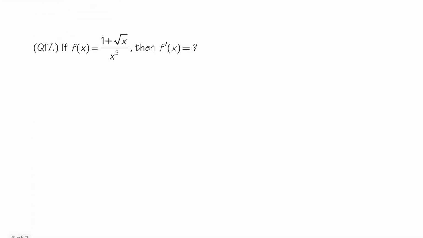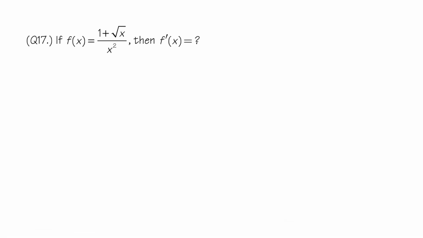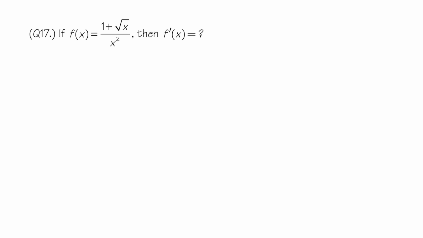Number 17. Okay, this looks hard, but it's actually not. If we do algebra first, then the calculus step is going to be much easier. So here's the deal. We are going to rewrite f of x as 1 over x squared plus this over that. Square root of x is the same as x to the 1/2 power, and then over x to the second.